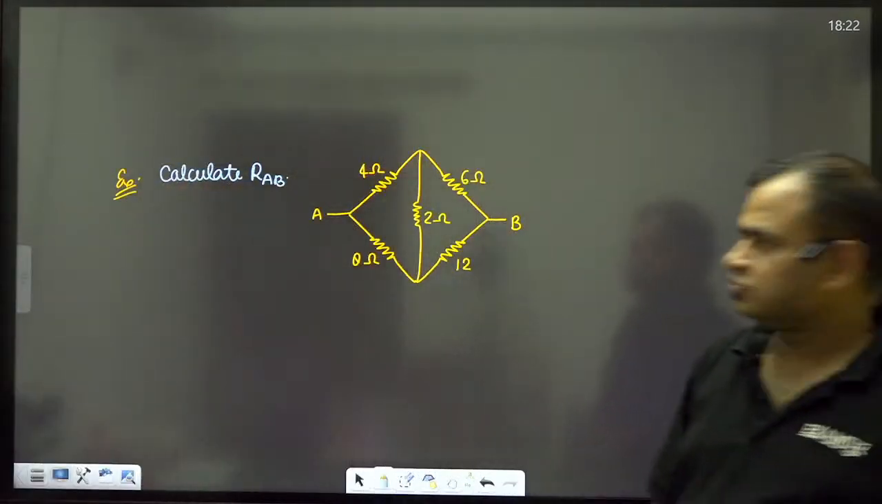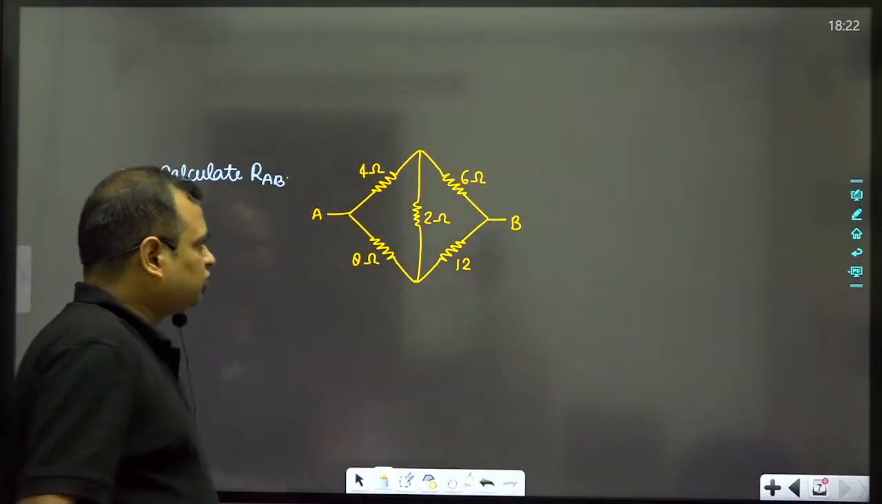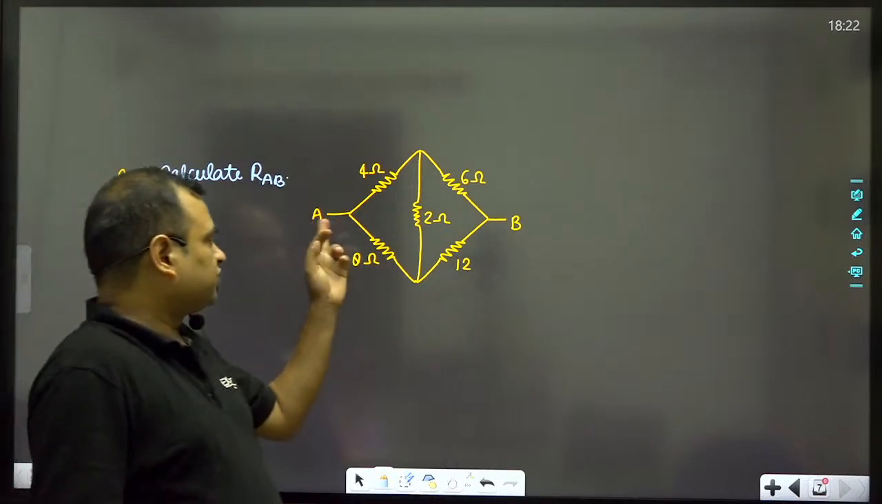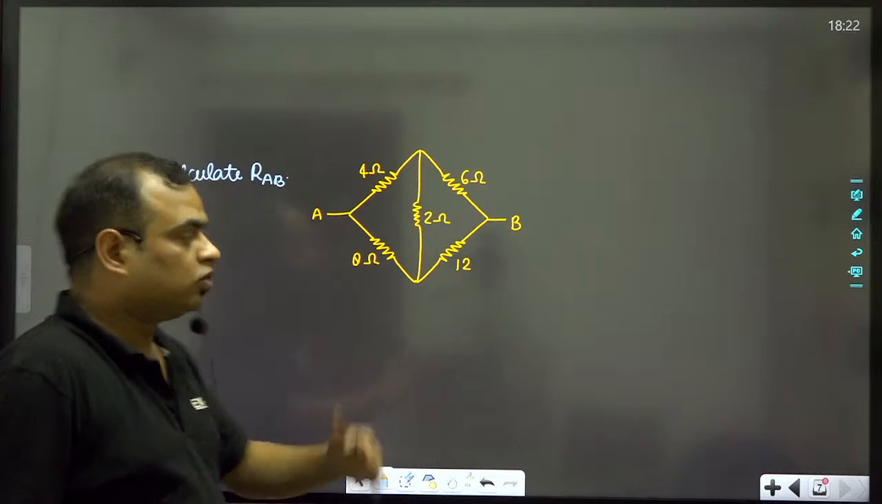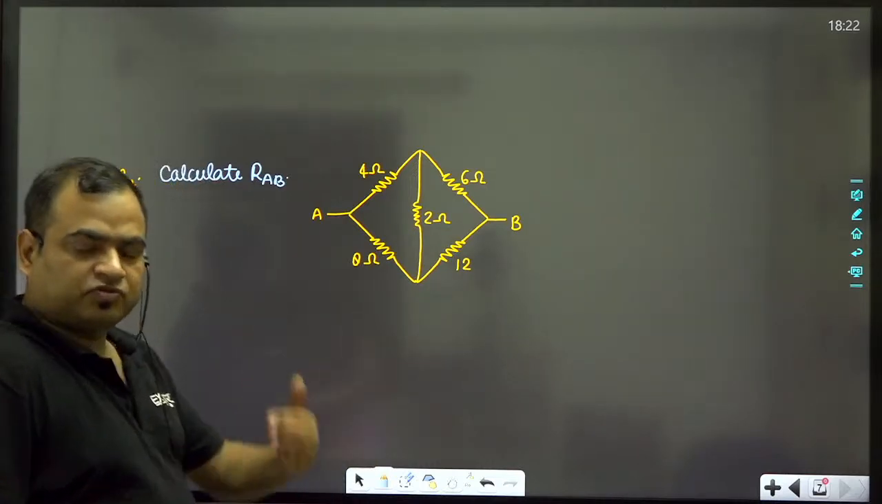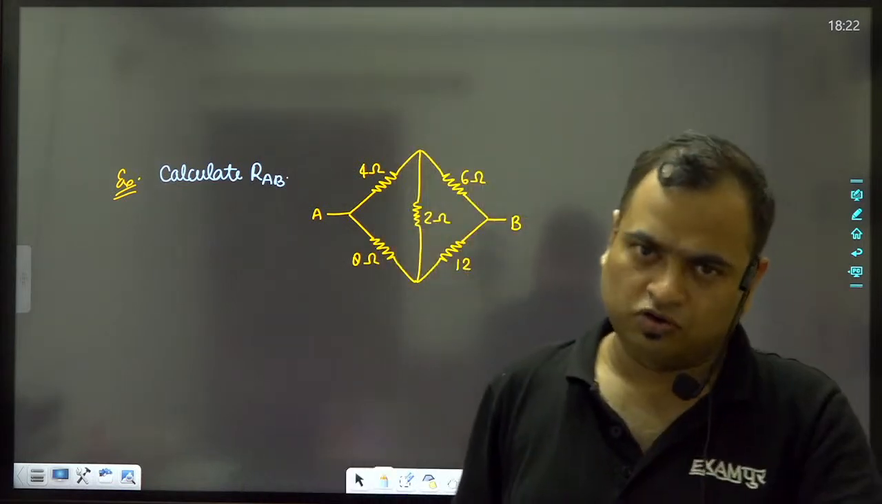Okay, so this is R_AB. Now suppose that you have to calculate the value of resistance between A and B, and that is R_AB. Here, first of all, we will check whether it is a balanced Wheatstone bridge or not.